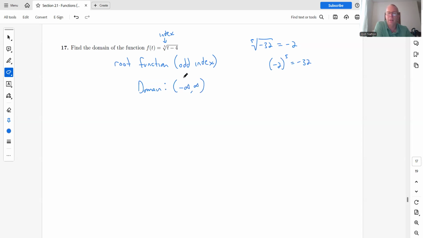So odd index, the domain is all real numbers. Unless there's something else. But for a simple function like this, the domain would be all real numbers. If you get into something like you have the fifth root of t minus 4, and then you put like a t plus 1 in the denominator, now we have a rational function we also have to contend with, but we're not talking about that. If we're just talking about a fifth root, odd root, whatever the odd number is, the domain will be all real numbers.